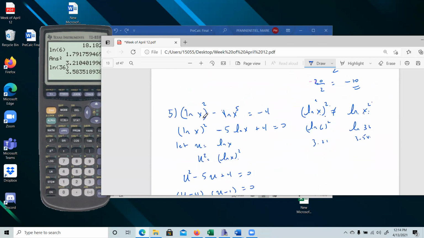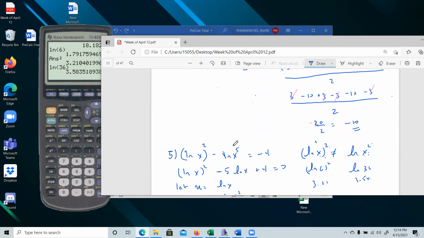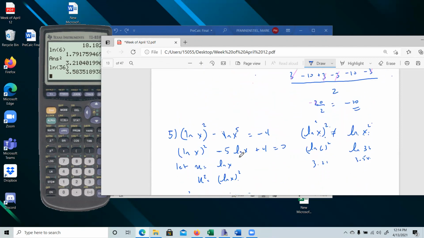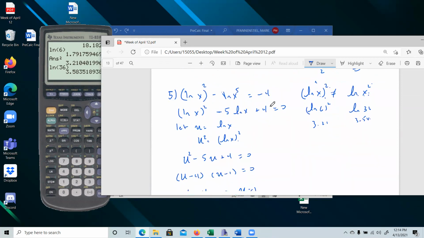So if x was e to the 4th, if I plug in e to the 4th here, that's a positive number. The natural log of e to the 4th is positive, squared, still positive. The natural log of e to the 4th raised to the 5th, which is like e to the 20th, that's still a positive number, so we're going to be okay.